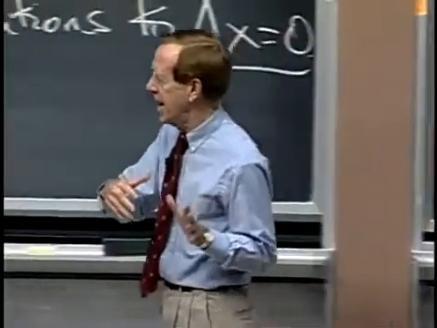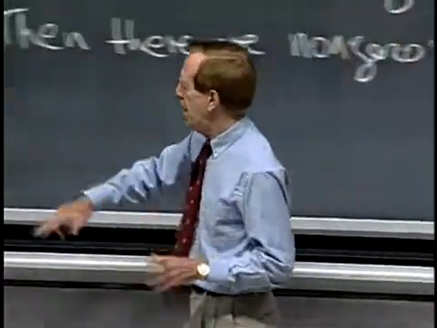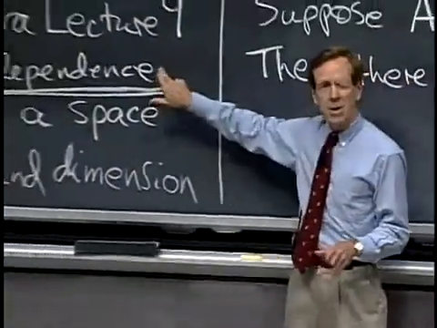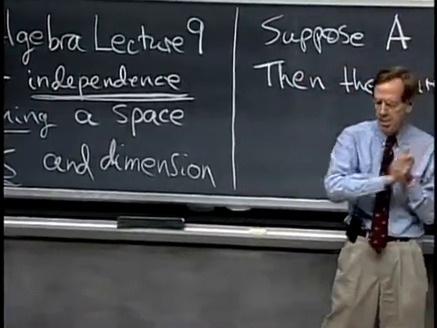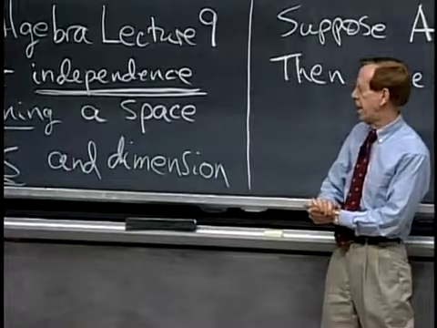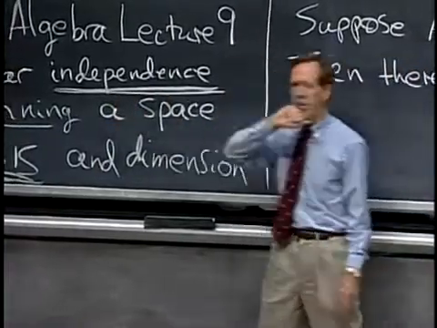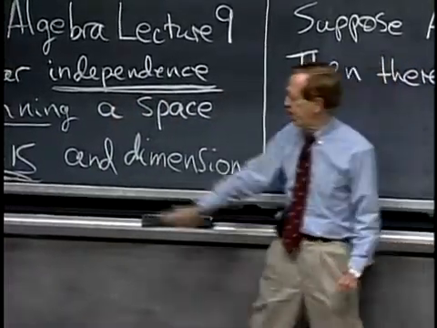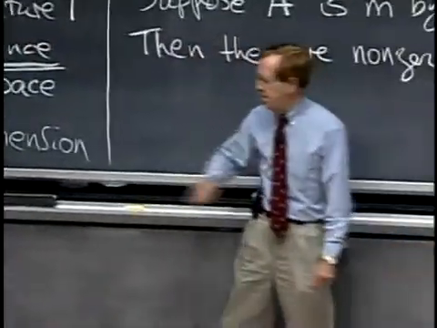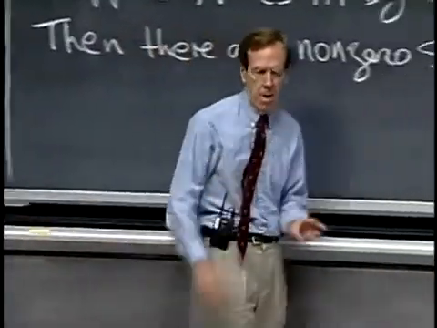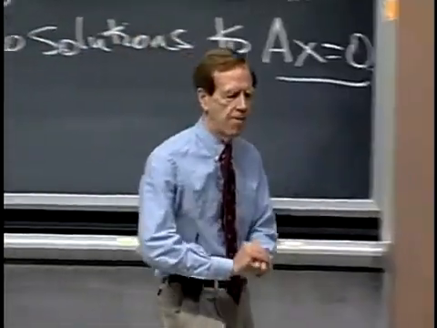And I emphasize that we talk about a bunch of vectors being independent. We wouldn't talk about a matrix being independent: a bunch of vectors being independent, a bunch of vectors spanning a space, a bunch of vectors being a basis. And the dimension is some number. Okay, so what are the definitions?